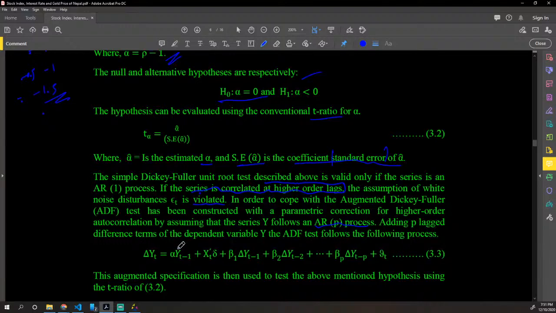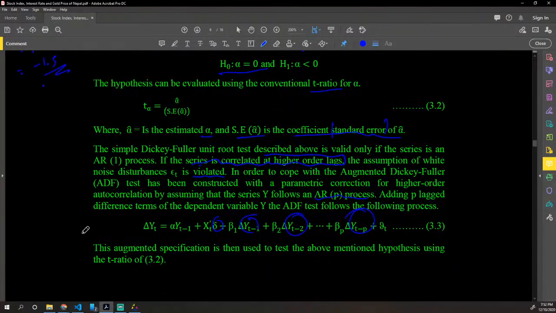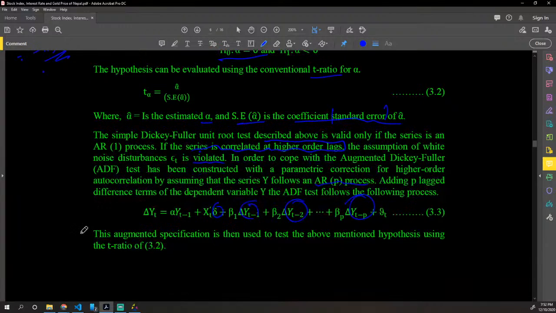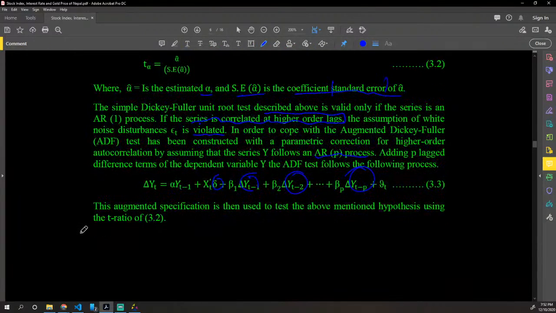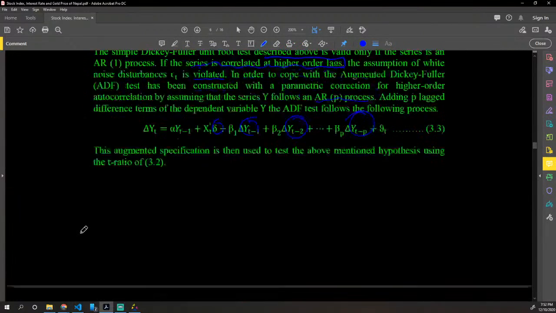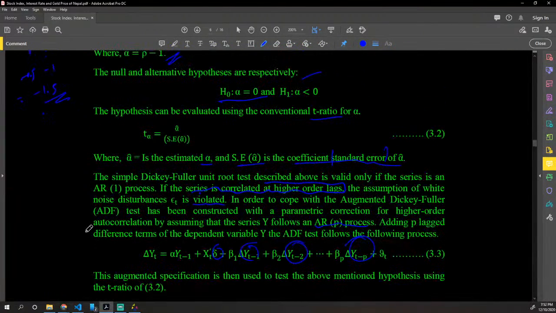So delta y_t equals alpha y_{t-1} plus x_t, and then beta 1 delta y_{t-1}. This shows the change, and then again the change, and so on, so just dot it up. So that's the equation. The augmented specification is then used to test the above mentioned hypothesis using the t-test ratio of 3.2.